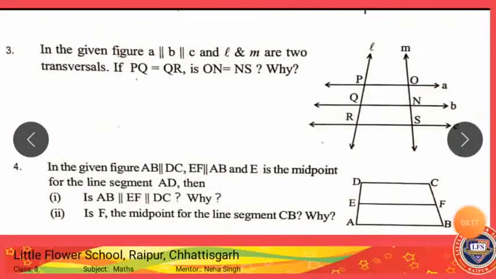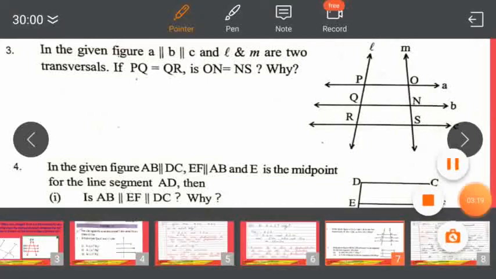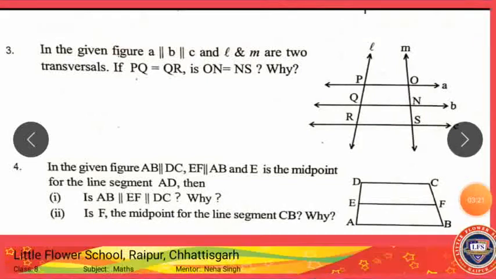Moving on to the fourth question. In the given figure, AB is parallel to DC, EF is parallel to AB, and E is the midpoint of line segment AD.